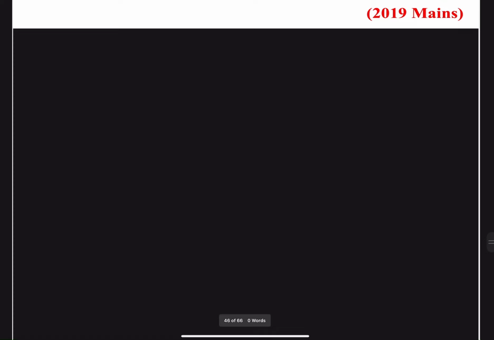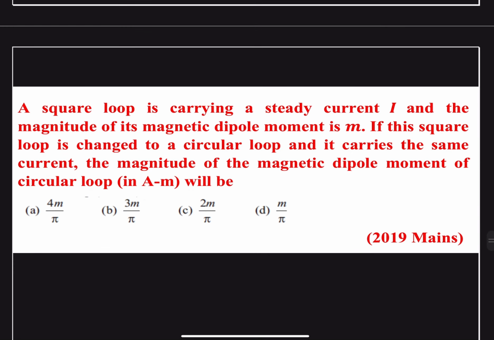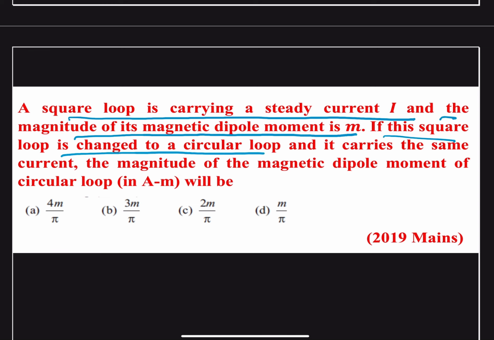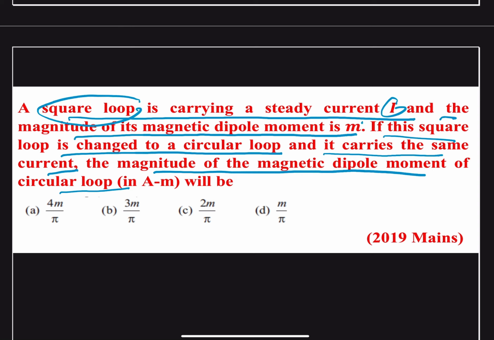Next question, and here we are given a square loop is carrying a steady current I, and the magnitude of magnetic dipole moment is m. If this square loop is changed to a circle loop and it carries the same current, the magnitude of magnetic dipole moment of the circle loop is. So in this case, first of all, we are having a square loop, current is given as I and magnetic moment is given as m. Then it is converted to a circle loop and carry the same current, and we have to find the magnetic dipole moment.